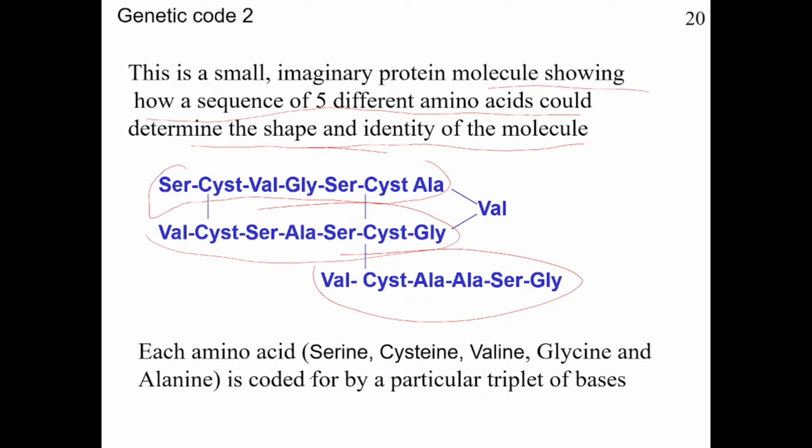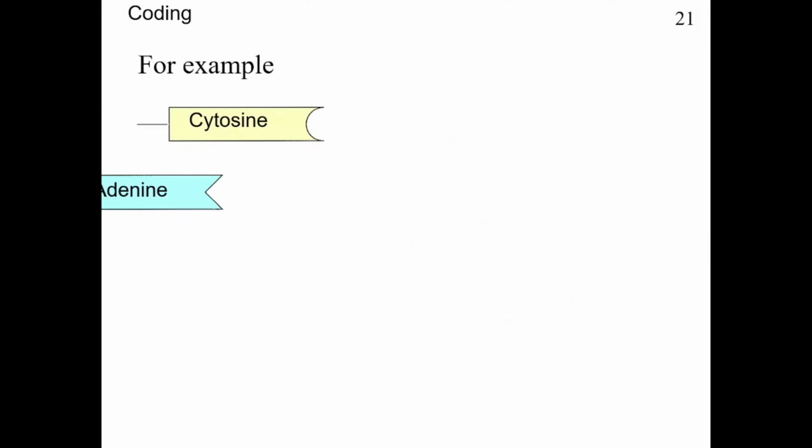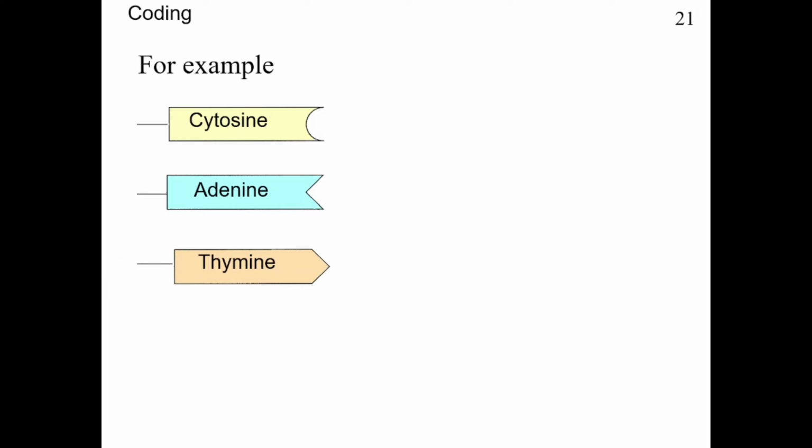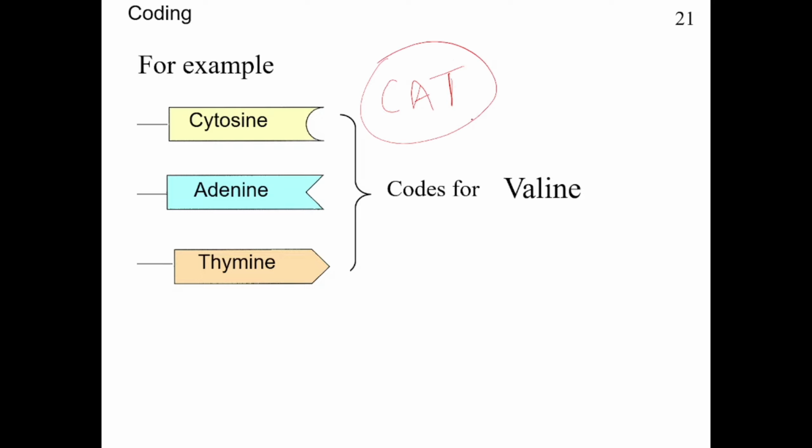Each amino acid, serine, cysteine, valine, glycine and alanine, is coded for by a particular triplet of bases. What is a triplet? A sequence of 3 nucleotides is known as a triplet. For example, cytosine, adenine and thymine, CAT, codes for one specific amino acid, that is valine.